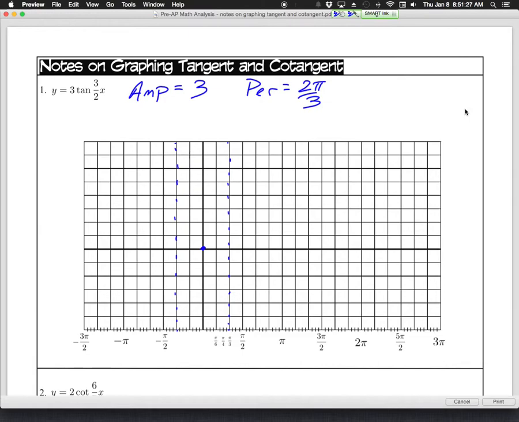Okay, then which side was tangent going up on? It was going up on the right side. So what we're going to do is go halfway again between the middle and the asymptote, and go up to our amplitude, which is 3. We're going to go halfway on the left, and go down to our amplitude, which is 3. Then we draw our curve going up on the right and going down on the left. And that represents one period.